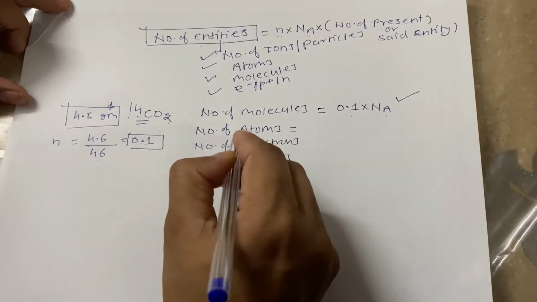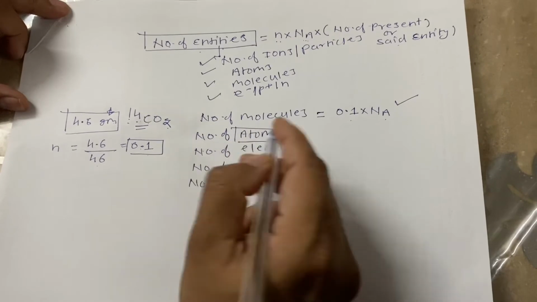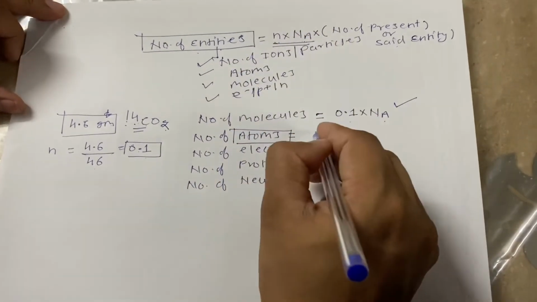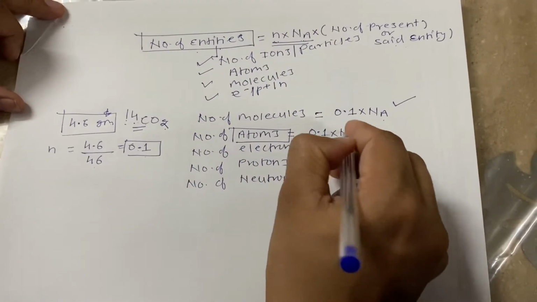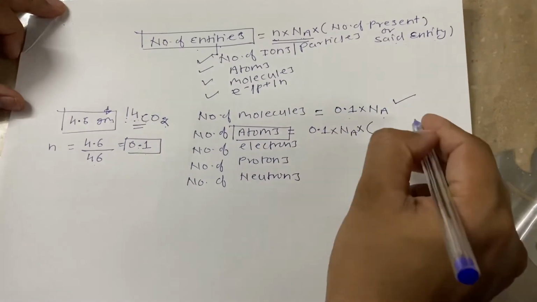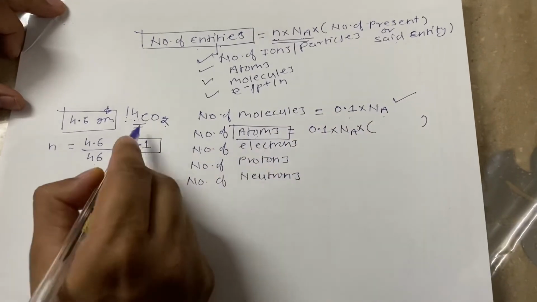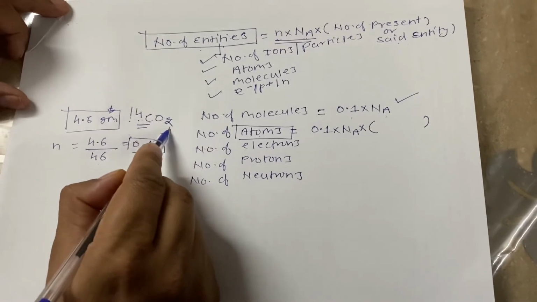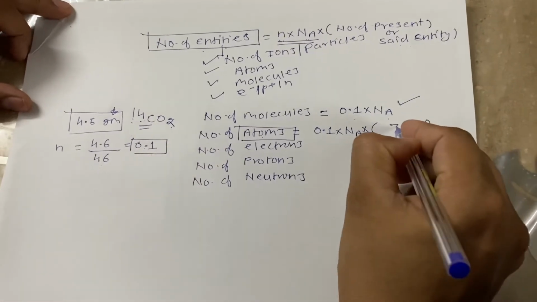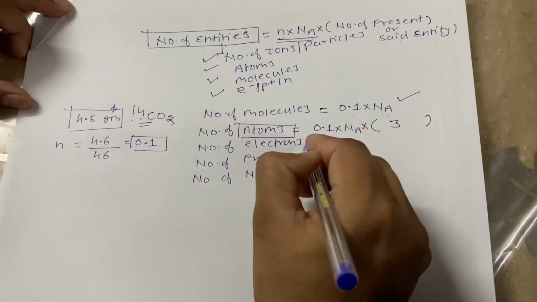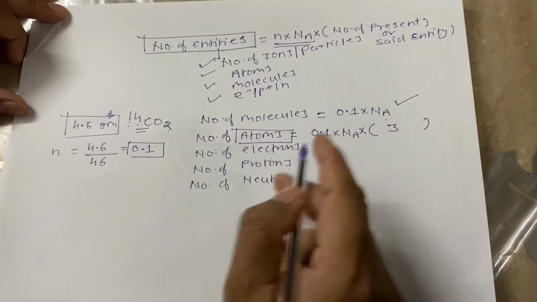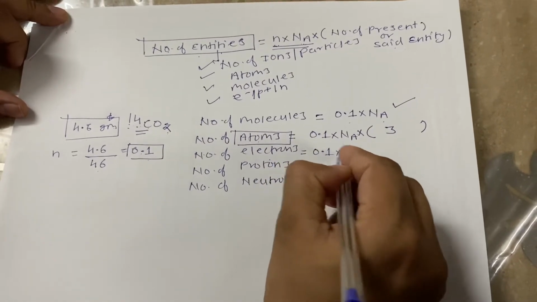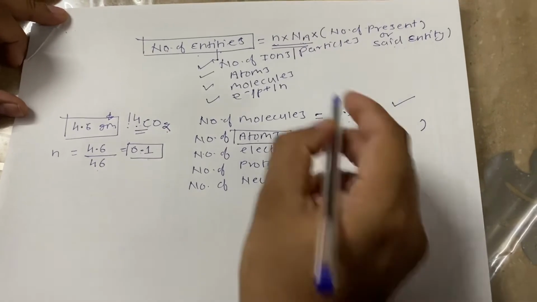Now the number of atoms is to be calculated. So definitely, according to the formula, we will use 0.1 into Na. Now we will calculate the number of atoms. So obviously one molecule of CO2 contains one carbon and two oxygen atoms. So we will multiply this by 3.